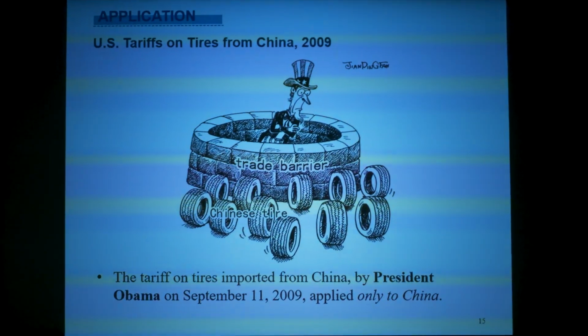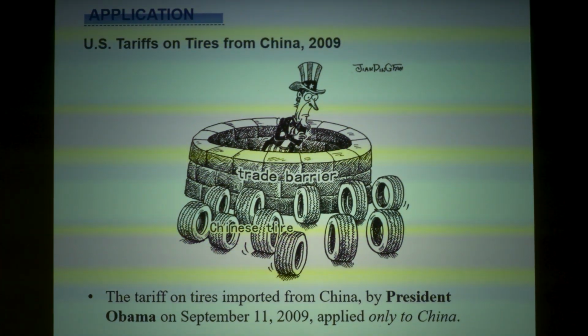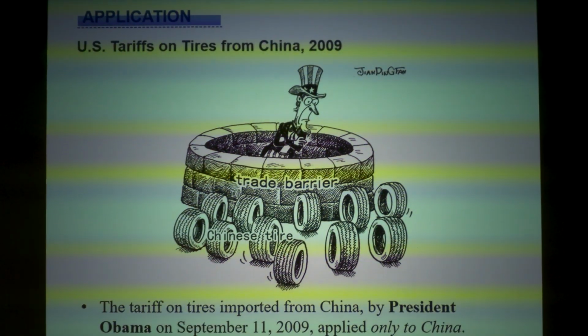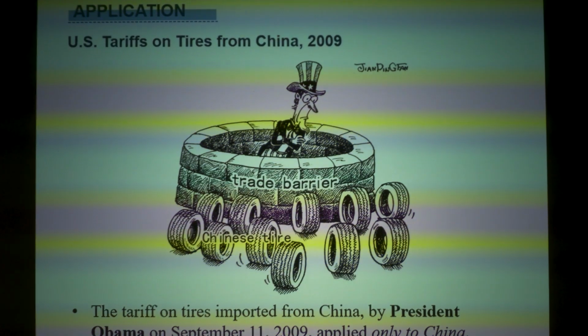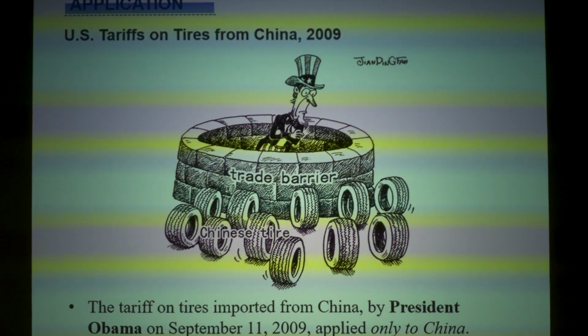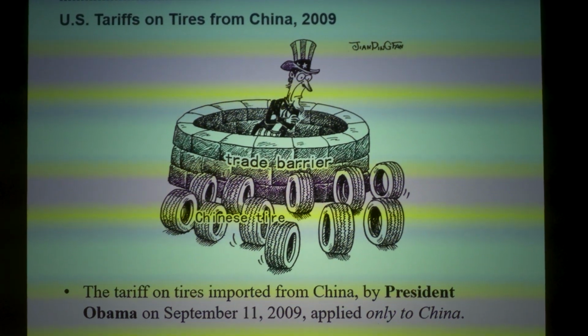Here's a cartoon that was about that at the time. And that tariff was specifically applied only against China. So it was kind of a discriminatory tariff in that way. Normally when you put a tariff on, you're just going to put it on all imports of that product. This was a special section of trade law that allowed us to put that tariff just against China.